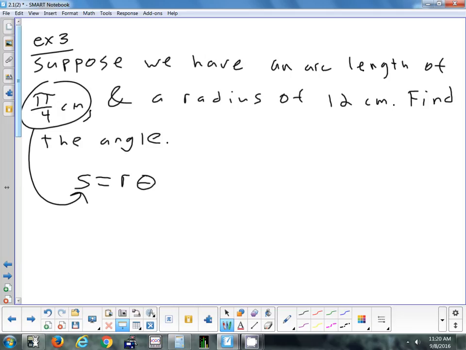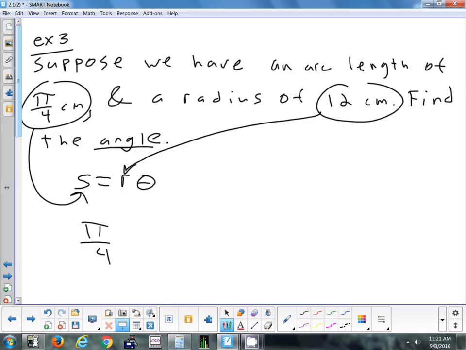And Jake, what about the 12? 12 is the radius, so it goes in for R. Yep, that's my radius. So plug that in for R. And we're going to find the angle. Okay, so let's fill it in. Okay, pi over 4 equals 12 times theta. And now we're just going to get the 12 on the other side.